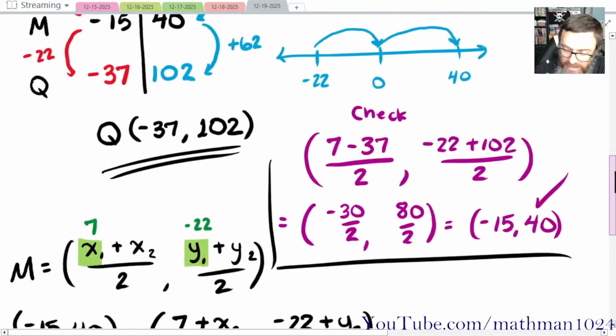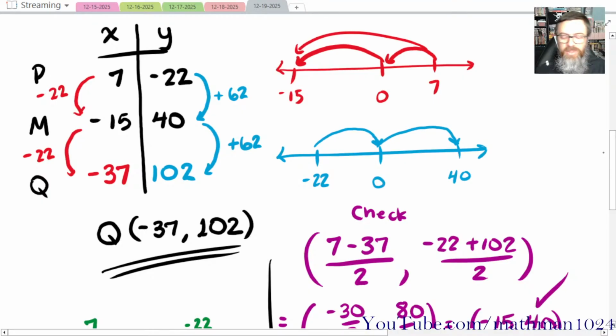Now, what I like about doing this t-table is that to me it's very intuitive. You see that, okay, I have to decrease 22 units to get to the halfway mark, which means I have to decrease another 22 to get to the end. For the y, I have to add 62 to get halfway, add 62 to get to the other end.